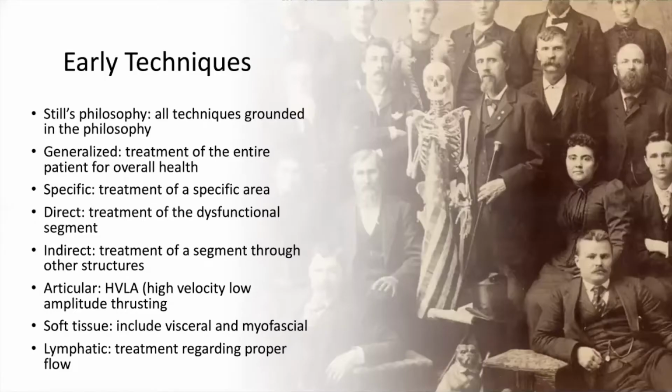We are not just a set of techniques. Some early techniques that we know Dr. Still did, some ideas. Everything was grounded in the philosophy. We know he did generalized types of treatments for general wellness. We know he did specific and direct and indirect types of treatments. In other words, if you have one particular area that's hurting, let's look at that area, or let's look at it indirectly through other structures. We know he did high velocity manipulations, what people call adjustment, bone cracking. He did these types of things. He did different types of soft tissue work without the names that we have today, because he was not in the seminar world. We know he did lymphatic types of treatments.